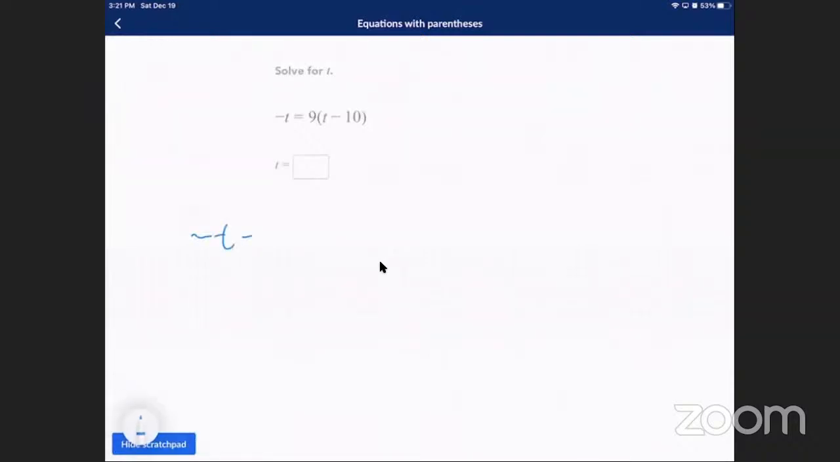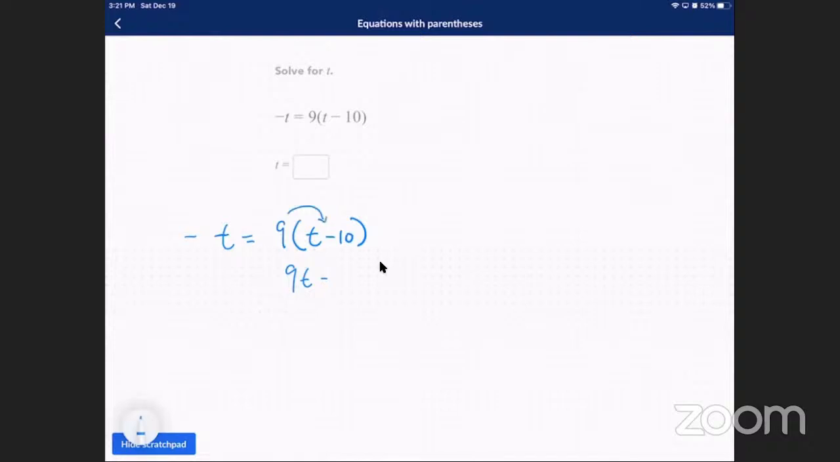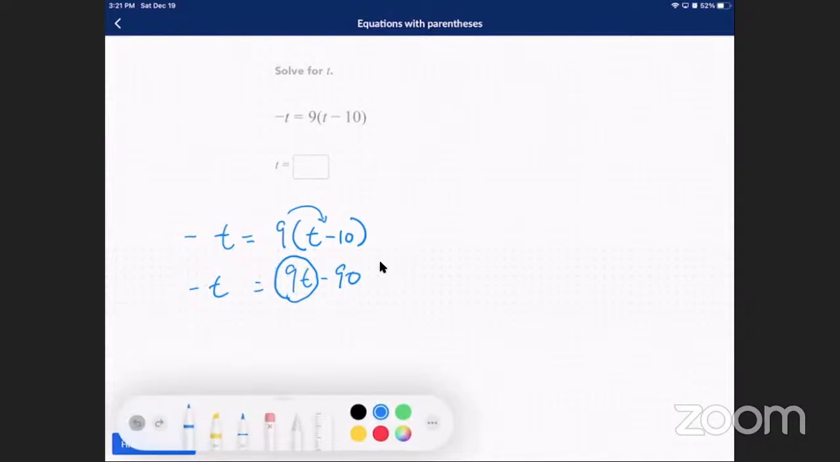We have t equals 9t minus 10. And it was 9t minus, this is 9 times negative 10 would be negative 90. And then we have this negative t here. We need to get this 9t onto this side of the page. So I'm just going to go back a little bit. I'm going to grab 9t. We move the 9t over here like that.